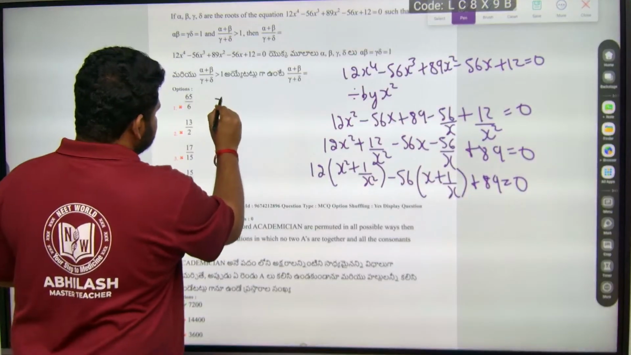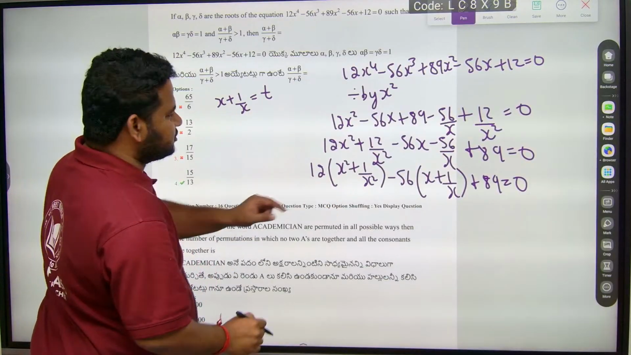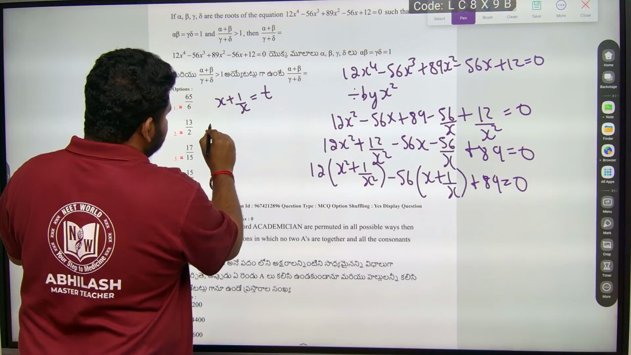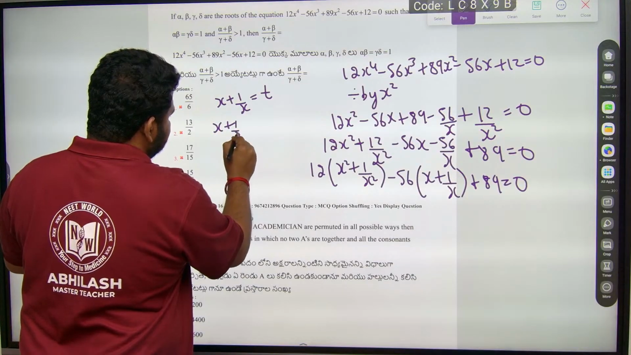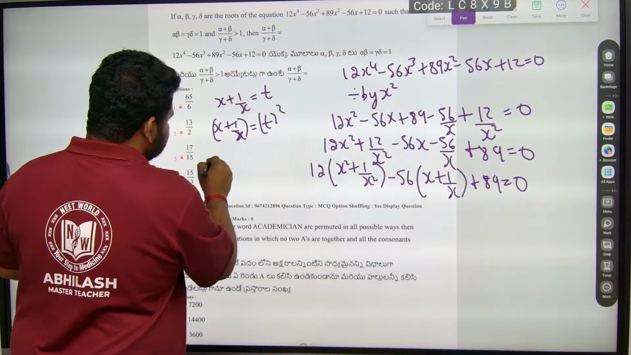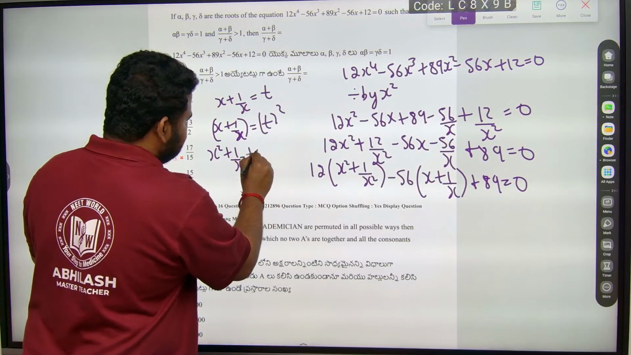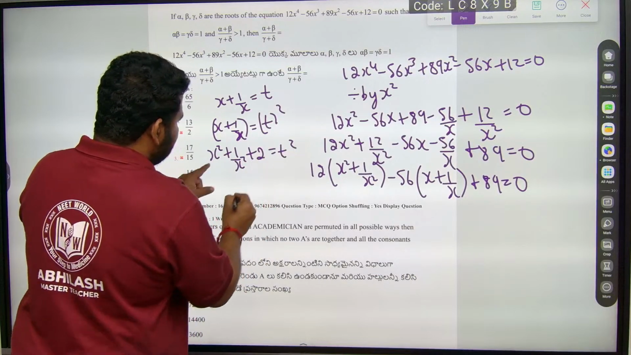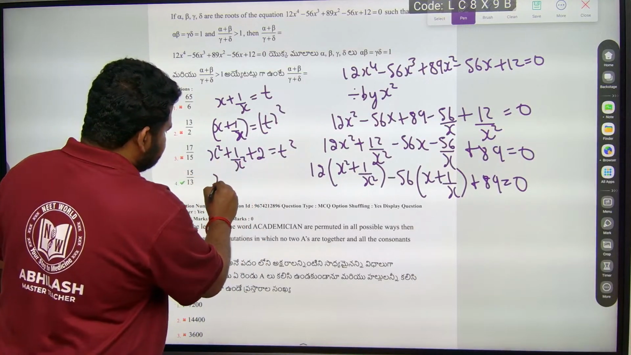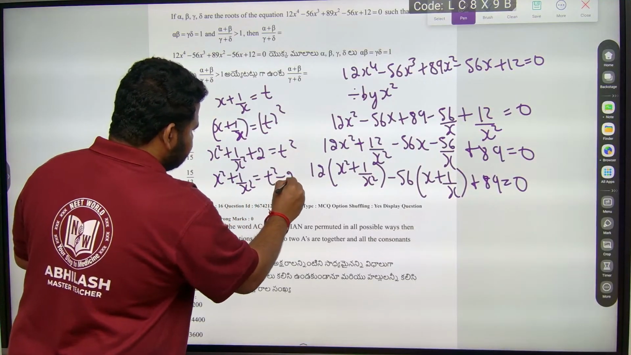Let x plus 1 by x be equal to t. Then what about x square plus 1 by x square? If I square on both sides, what will I get? I will get x square plus 1 by x square plus 2 into 1 by x times x, that is nothing but 2, equal to t square. But I want x square plus 1 by x square, which is equal to t square minus 2.